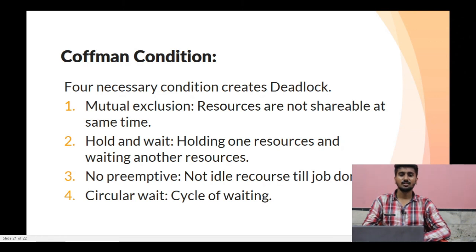Number 3, no preemption, no idle resources till the job is done. If we have three jobs and one resource, we have to wait for these three jobs to finish before another job can enter. Number 4, circular wait, a cycle of waiting. So whenever a deadlock is created, a circle of waiting exists, and it has to be resolved to solve the deadlock.